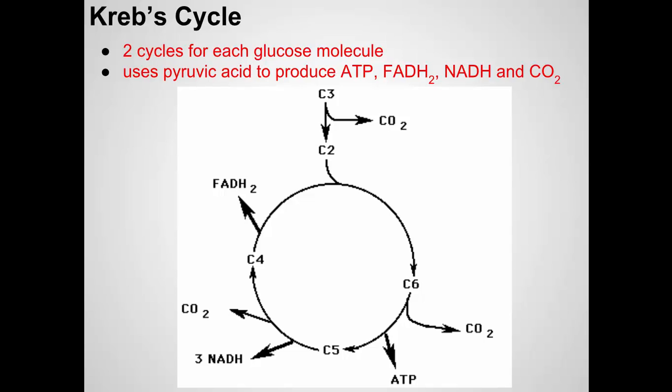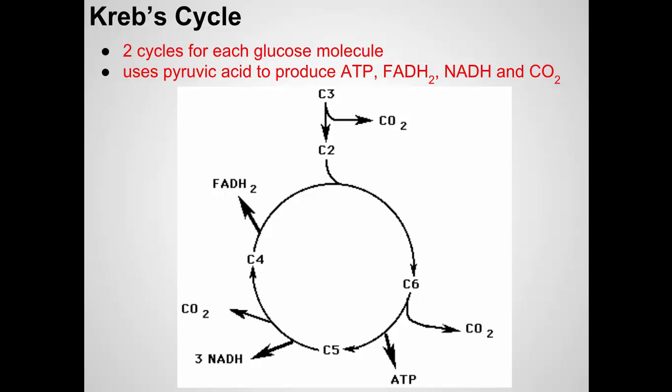So glucose, how many carbons? 6 carbons in a glucose molecule. After glycolysis, how many carbons are in the pyruvates? So glucose has 6 carbons. How many in the 2 pyruvates each? 3 each. That's this C3 here. 3 carbon molecule is pyruvate.